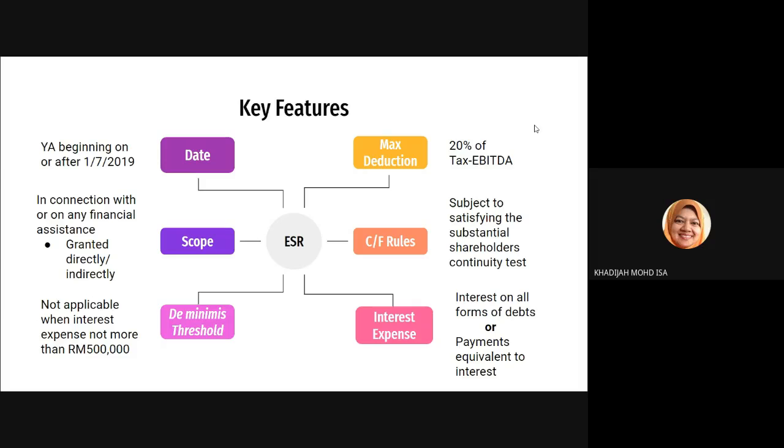Can I stop you? The interest on all forms of debt, does it mean that if a company takes loans from a related company as well as from a financial institution, that interest is restricted? Or only from a related company? I think it is for related companies and financial institutions. Later we have the list of financial institutions that are excluded from this restriction. So can I say that we only refer to the interest expense you pay to your related company, which is restricted? Yes. Okay.